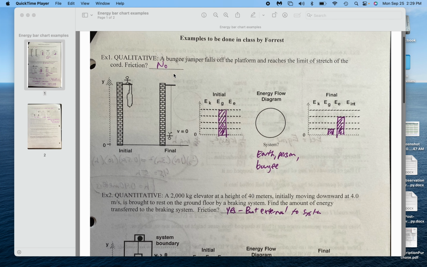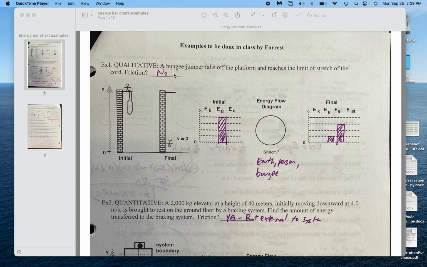Anyhow, these three examples I wanted to be done in class, but like I say, I wasn't expecting to be at this exact point when I was asked to go to this meeting. So this is a qualitative one. This is similar to ones we've done.